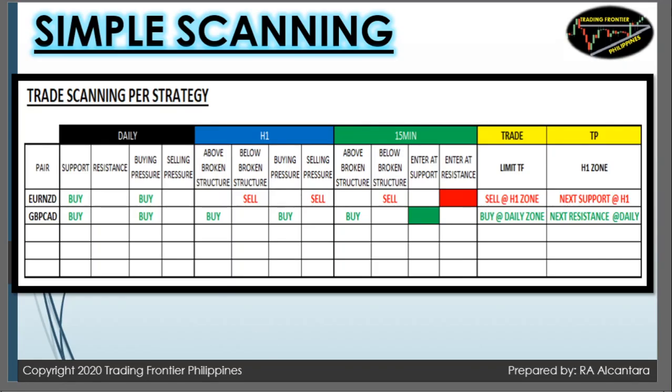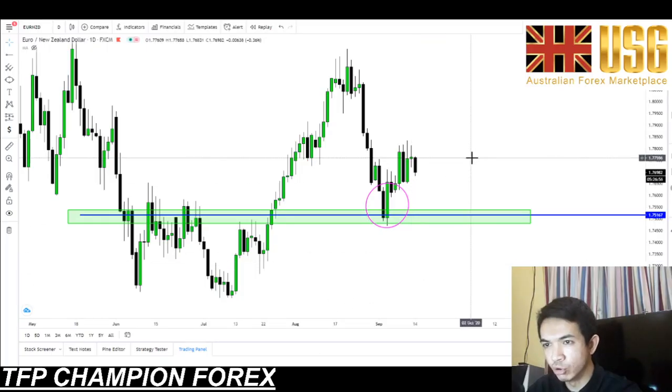So going back to our table, I can say that Euro NZD is at support. And is there any candlestick formation that I can relate to my support buy position? So buy at support, and on a daily, I saw a buying pressure candlestick formation. So I can take that as a buy opportunity on a daily. So going down to a lower time frame, let's check the lower time frame at Euro NZD.